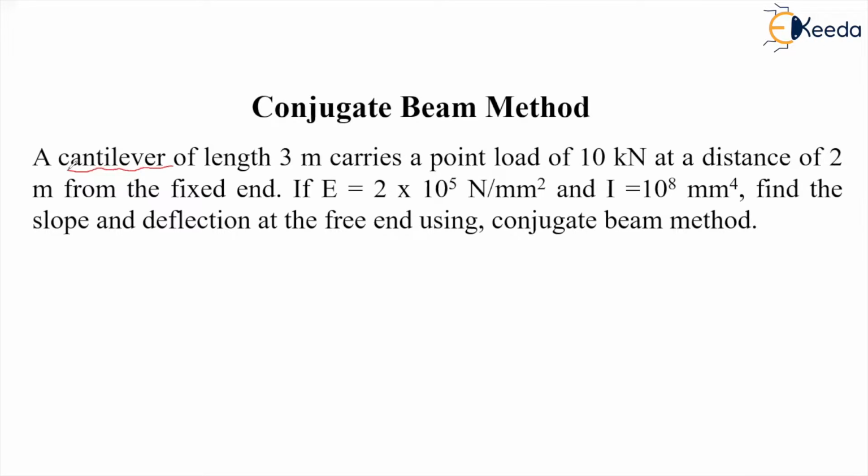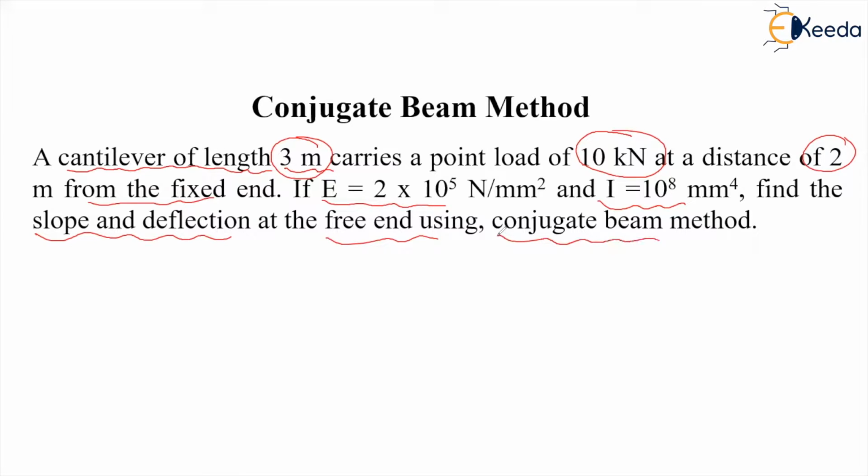So in this question, we have to use the conjugate beam method. A cantilever beam is there. The length of the beam is 3 meters. It carries a point load of 10 kilonewton at a distance of 2 meters from the fixed end. E is given, I is given. We have to find the slope and deflection at the free end using the conjugate beam method. So let us solve this problem.